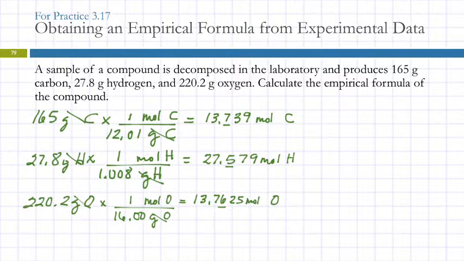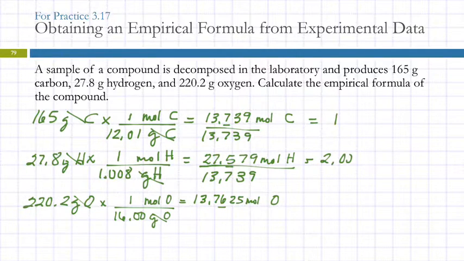What I'm trying to do is get the lowest ratio, because the formula C13.7, H27.6, O13.76 is not okay. We want whole numbers. So I'm going to divide all of them by the smallest one. So that one ends up being exactly 1. 13.739. So 27.579 divided by 13.739 equals. This one comes out to 2.007.